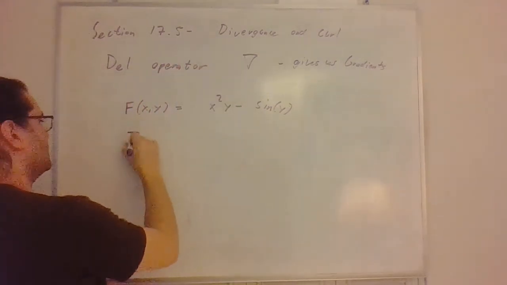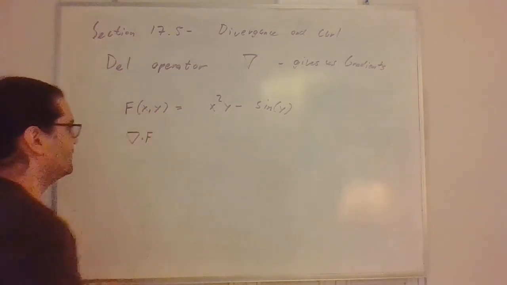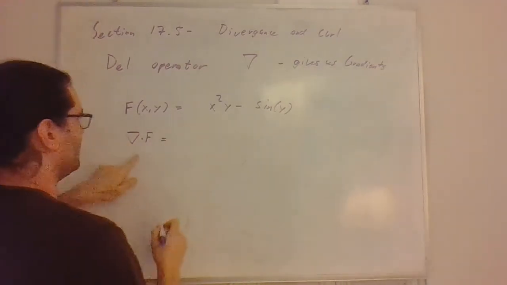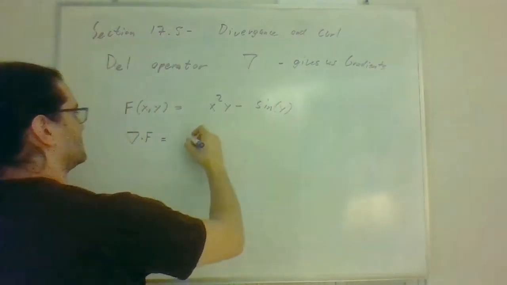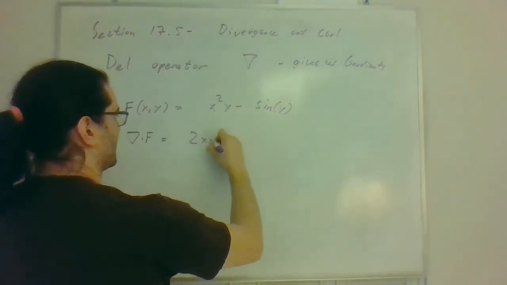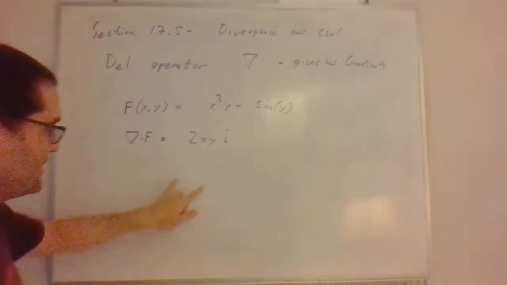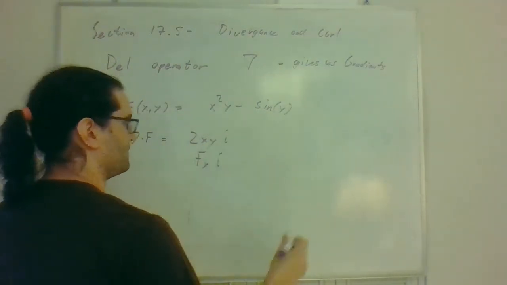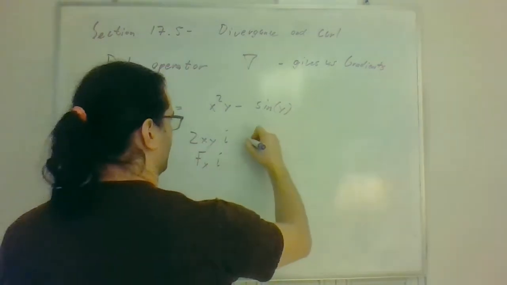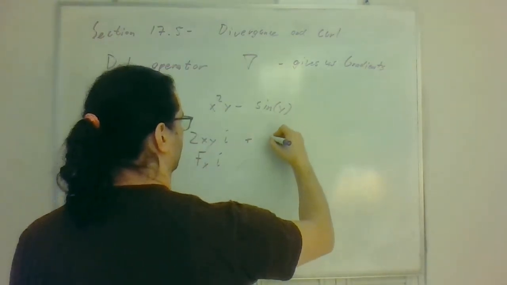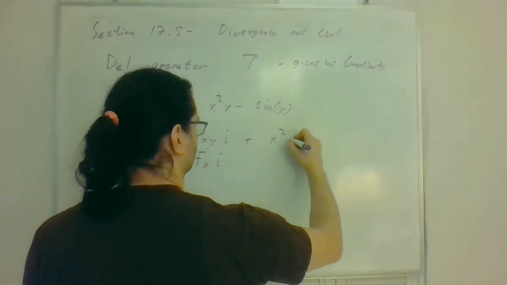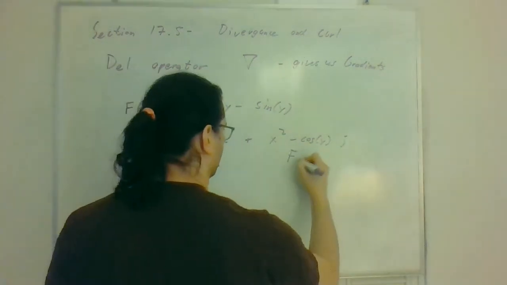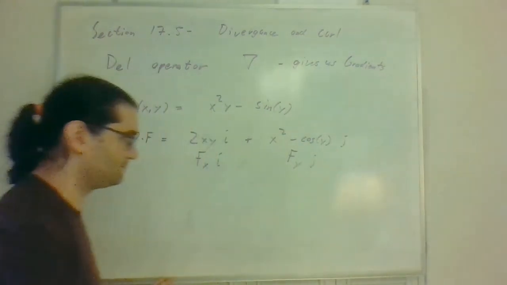And if you take the gradient by using this sort of del operator, you're going to take the derivative with respect to x, and you'll get 2xy, and you'll attach an i to that piece, right? This is the derivative with respect to x, i. And you'll take the derivative with respect to y, and you'll get x squared minus cosine of y, and you'll attach a j to that piece. This is the derivative with respect to y, j.